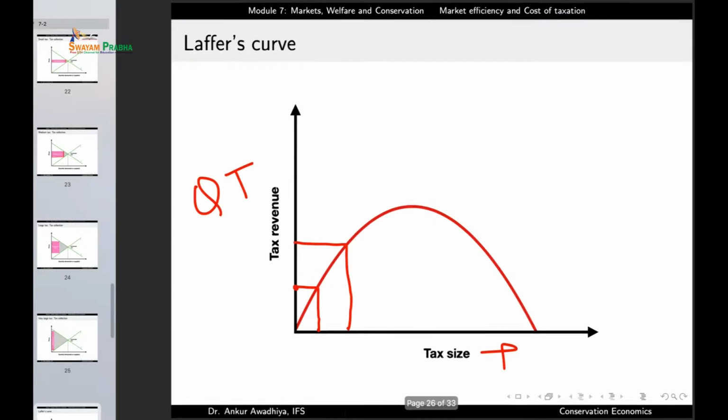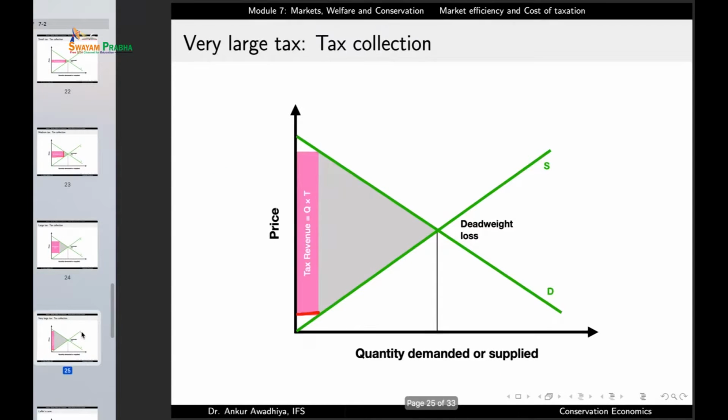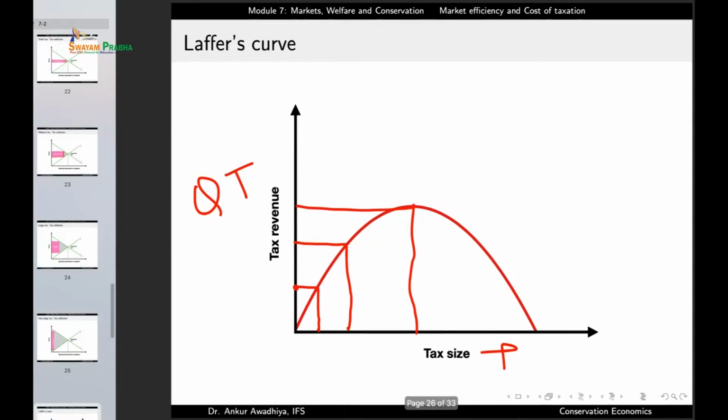Then it reaches a maximum. So we will have a maxima at this point. At this point, this is the value of T that the government should aim for to have the maximum revenue. But if the government increases the tax size even further, to an even larger amount, then the tax revenue that is collected would again decrease. So at say this point, we have the value of T as this, and the value of the tax collected is now this. So this is the Laffer's curve.